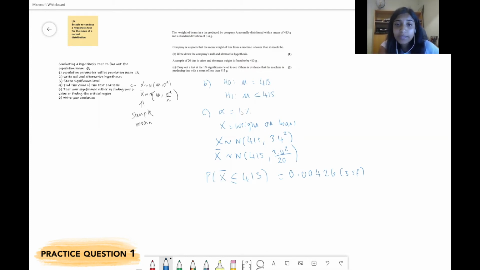Now you just want to compare this to your significance level. Significance level is 1%, which is also 0.01. So 0.00426 is less than 0.01. Therefore you can reject your H0.